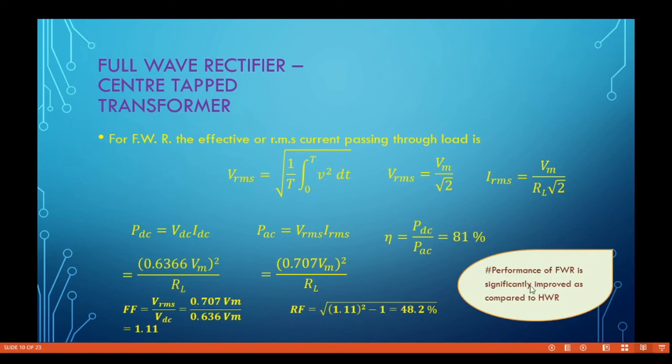So the performance of the full wave rectifier has significantly improved as compared to the half wave rectifier. In the half wave rectifier, the efficiency was limited to 40.5%, but here the efficiency of converting the signal from AC to DC is higher in the case of the full wave rectifier.